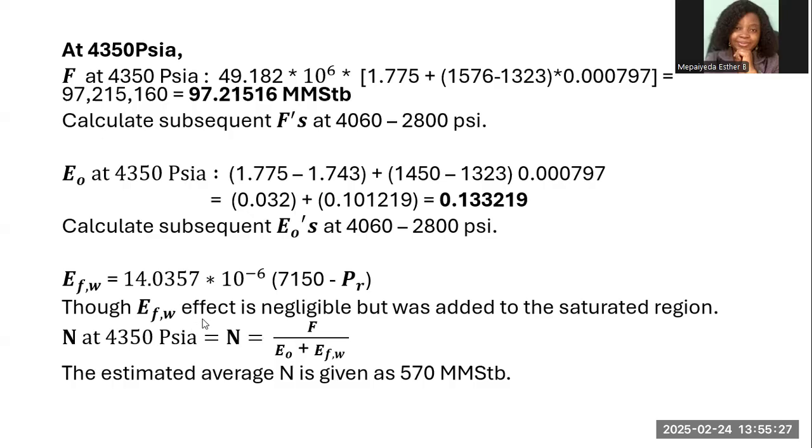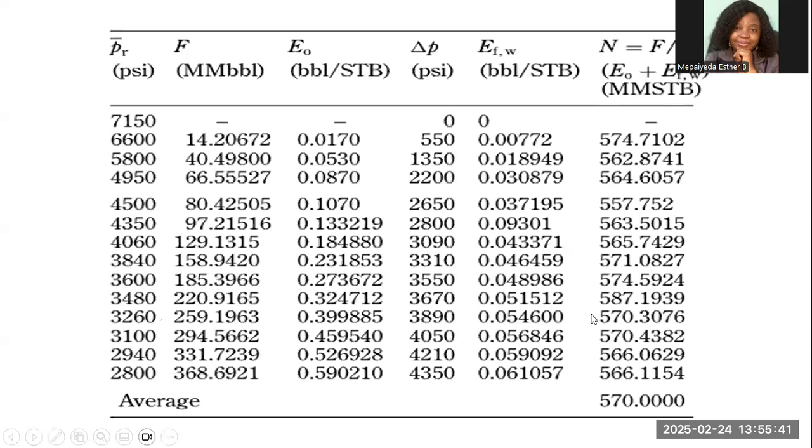The N is F divided by EO plus EFW, and the average N for the saturated state is 570 mmSTB. Okay, so let's look at them here. Okay, so you have the table here. You have the table.